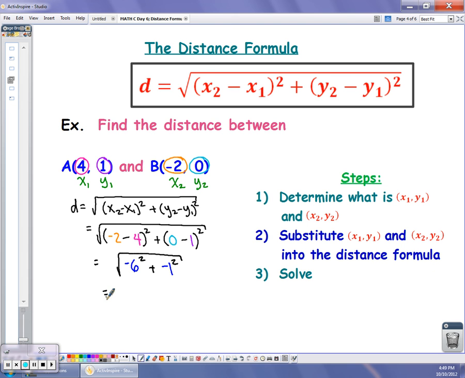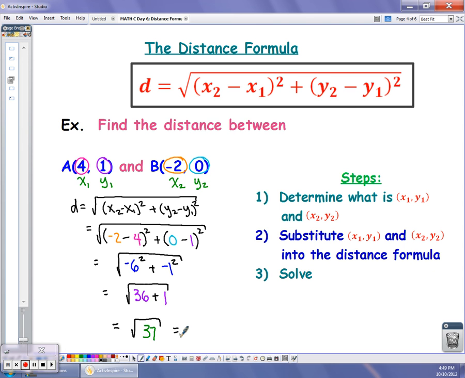Now I'm going to do my exponents. Negative 6 squared means negative 6 times negative 6, which is positive 36. And negative 1 squared means negative 1 times negative 1, and that'll give us positive 1. And once again, don't forget the square root. Now our mathematical instinct tells us to add the two numbers, so 36 plus 1 will give us 37.